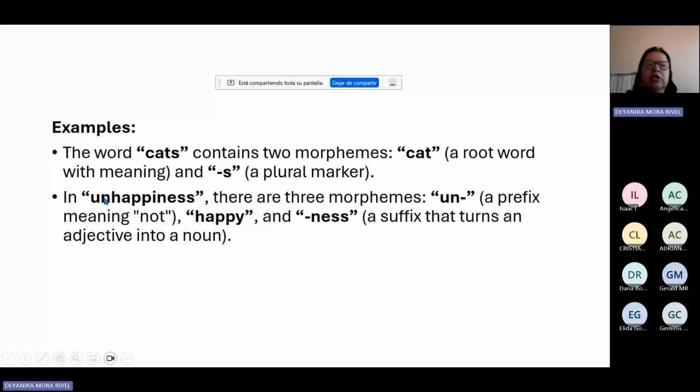Un means not. So unhappy means not happy. And ness makes an adjective like happy into a noun. So I can say the unhappiness that I endured during these years. So it's going to be a noun in that case. So this one would be made of the three morphemes. Un has a meaning, which is not. Ness has a meaning, which is that the word is a noun, and happy is the root and it's an adjective.